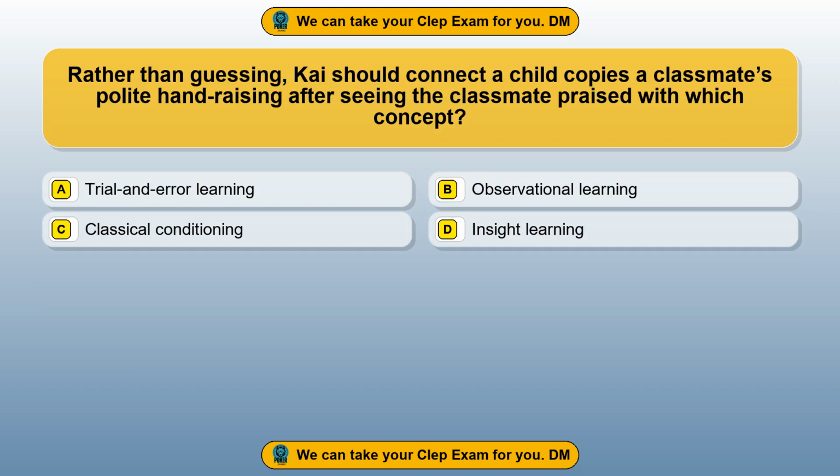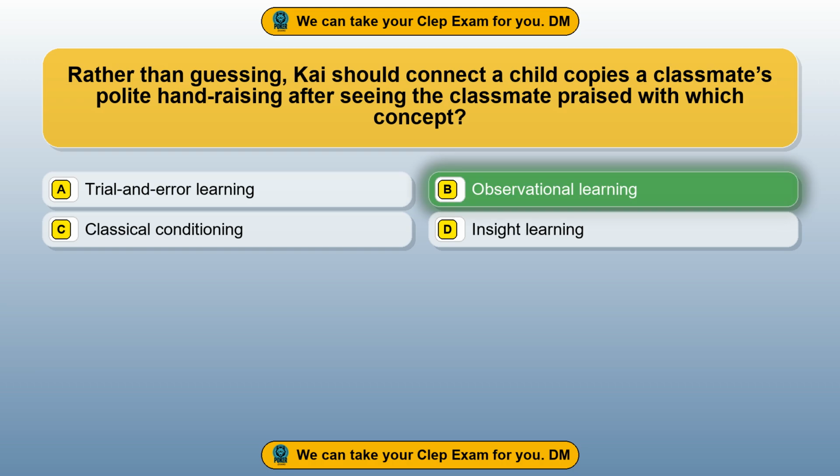Question 9. Rather than guessing, Kai should connect a child copies a classmate's polite hand raising after seeing the classmate praised with which concept? Option A, trial and error learning. Option B, observational learning. Option C, classical conditioning. Option D, insight learning.